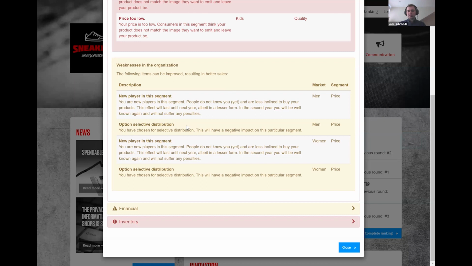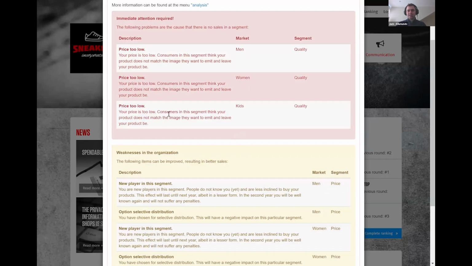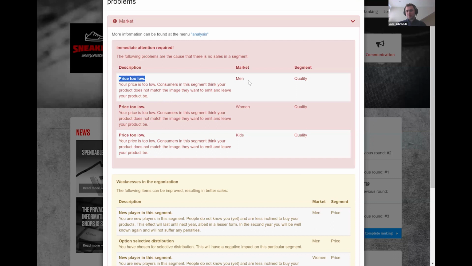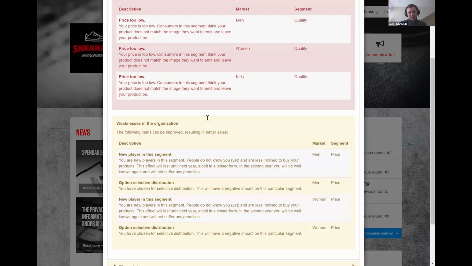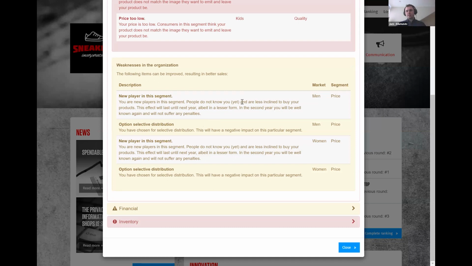But other options such as the distribution method you've selected can of course be changed and can increase your overall demand for that specific market and specific segment. It will highlight, of course, a description, the market and segment where it's occurring, and also give a little bit of a hint or direction in terms of where you need to go and where you need to improve.